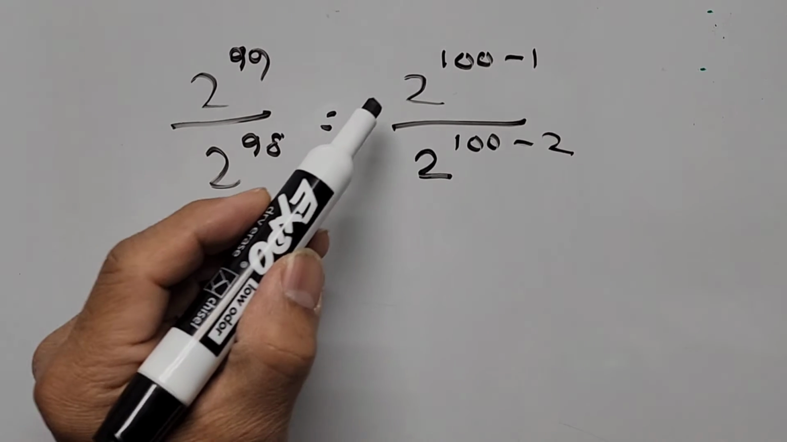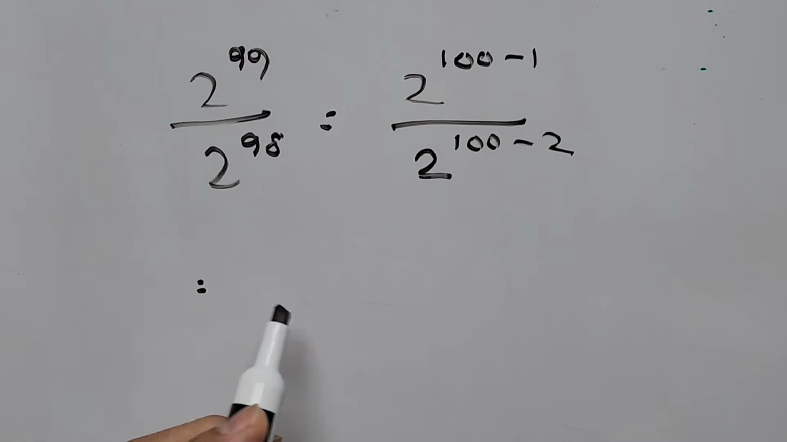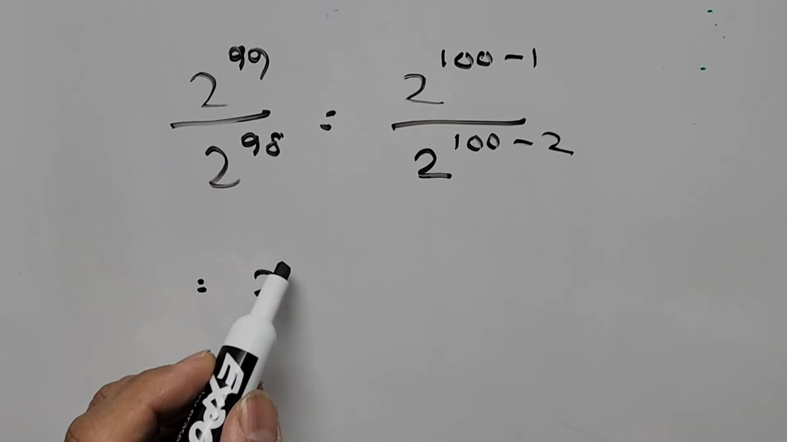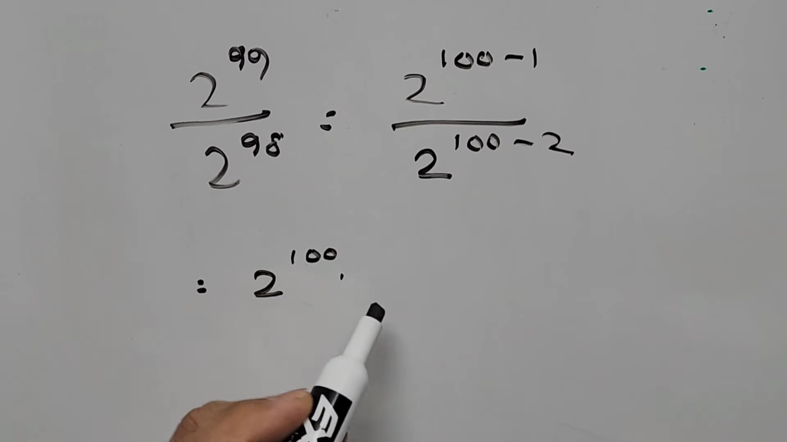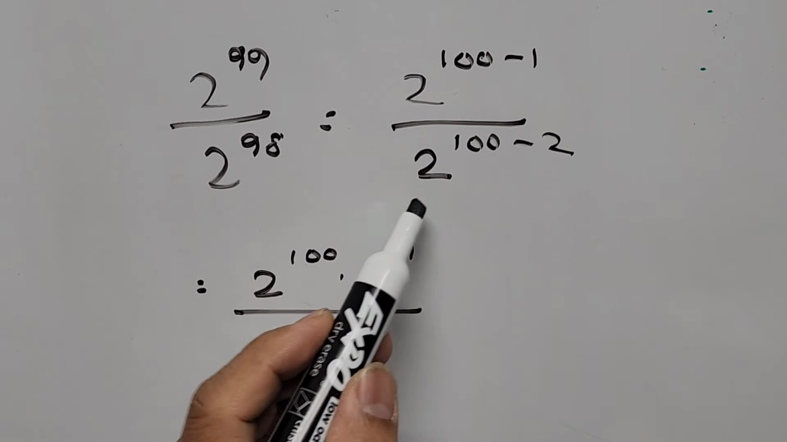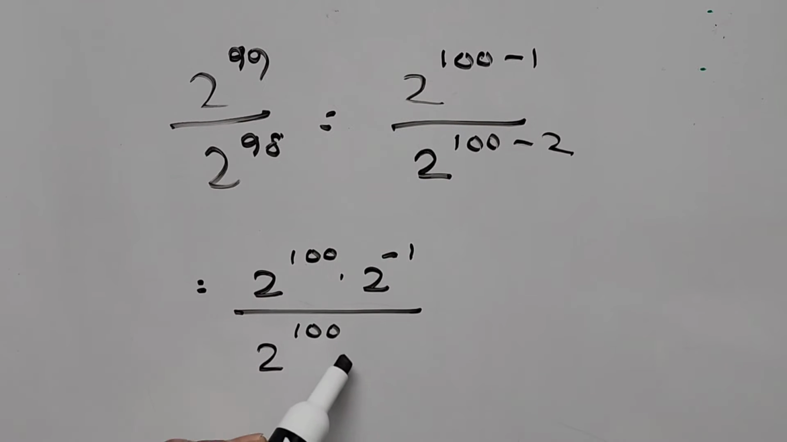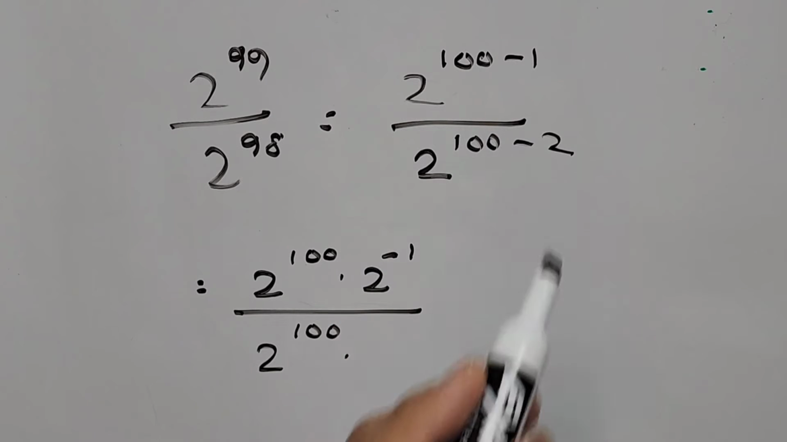So in here now, the numerator, 2 to the power of 100 minus 1, can be written the same way as 2 to the power of 100 times 2 to the power of negative 1. And the denominator, 2 to the power of 100 times 2 to the power of negative 2.